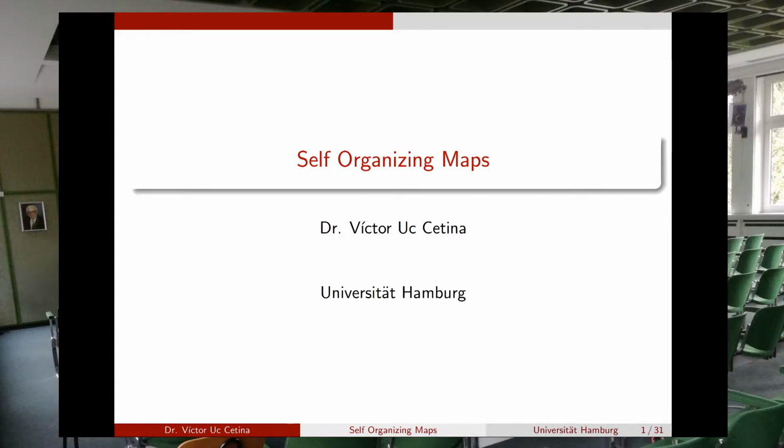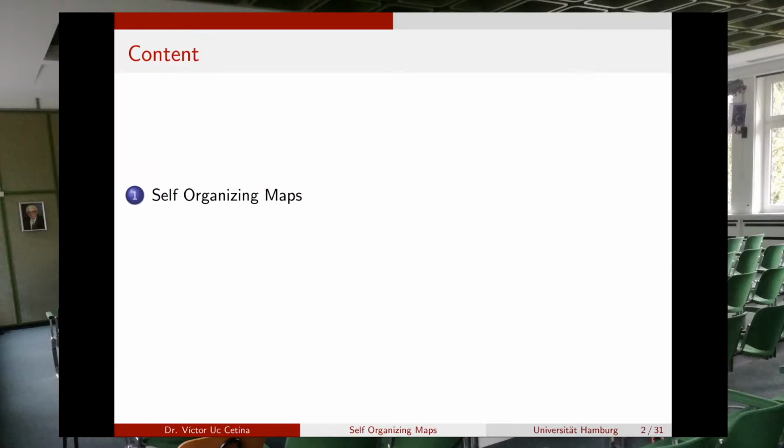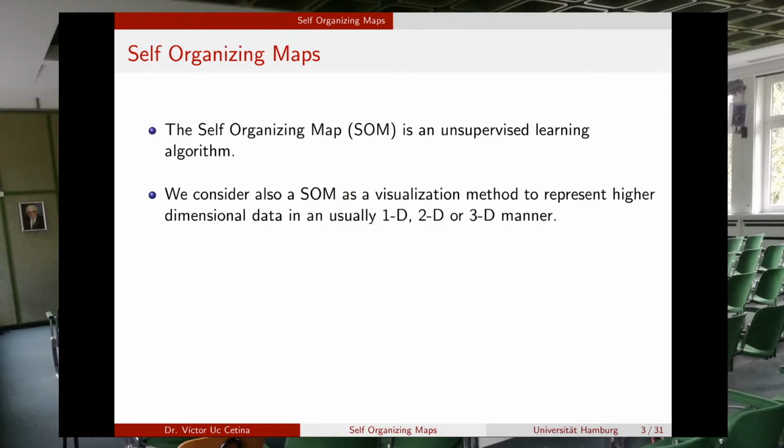Alright guys, let's talk now about self-organizing maps, which is an unsupervised learning model. Okay, so we consider a self-organizing map, or SOM, as a visualization method to represent higher dimensional data. Usually we create this representation in one dimension. Most commonly it is done in 2 dimensions, and also it can be done in 3 dimensions, but the most common one is 2 dimensions.